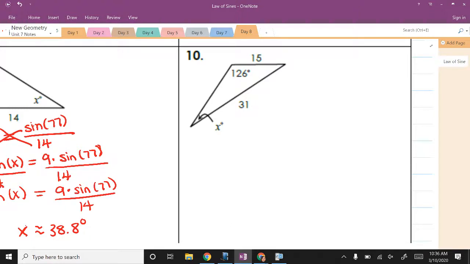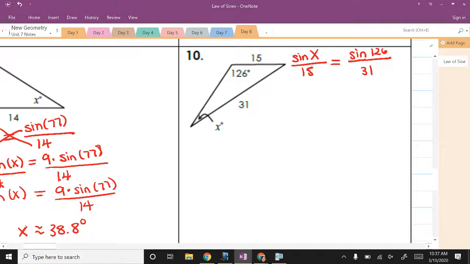Because they really get no harder. It's just the same thing over and over. All right, so y'all tell me using law of sines, how can we set up our proportion? Let's just start with x. Sine of x over 15 equals sine of what? 126 over 31. So is everybody okay with how we set up that proportion?